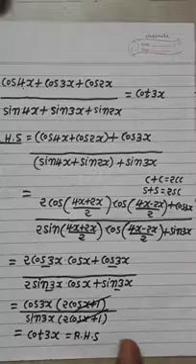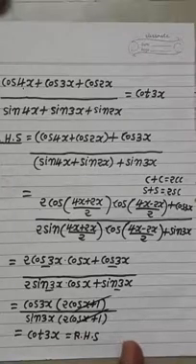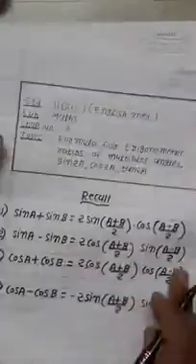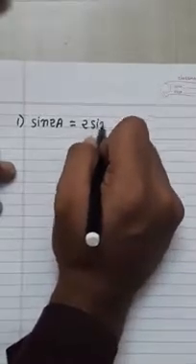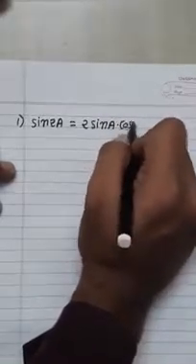Now today our topic is to discuss the formulas of sin 2a, cos 2a and tan 2a. So now let us discuss these formulas. So first formula, sin 2a. Sin 2a is equal to 2 times sin a into cos a.